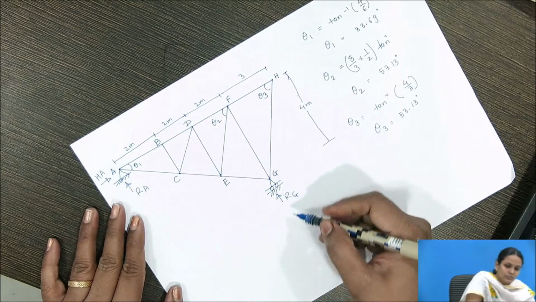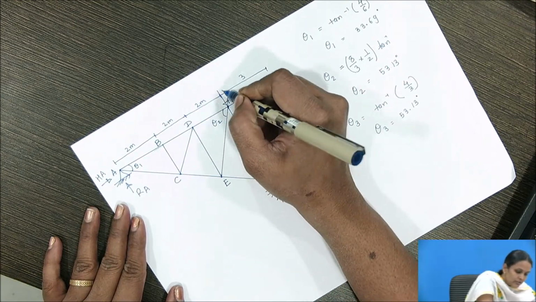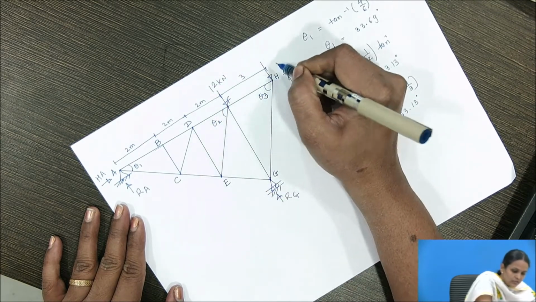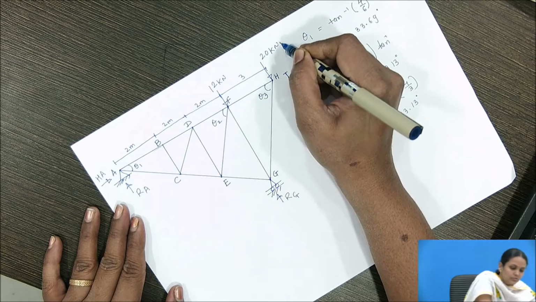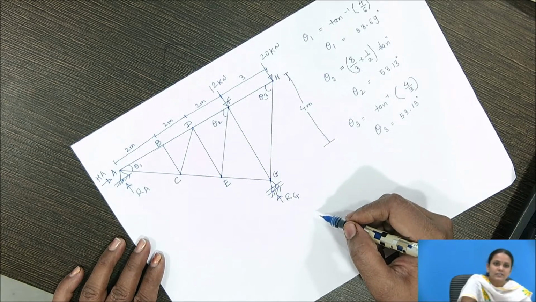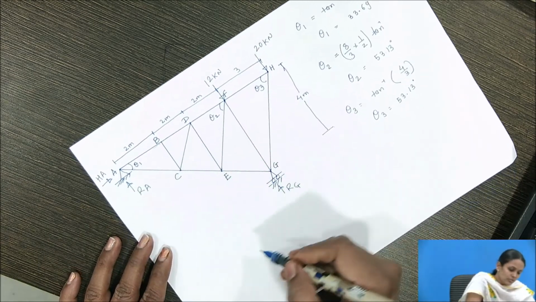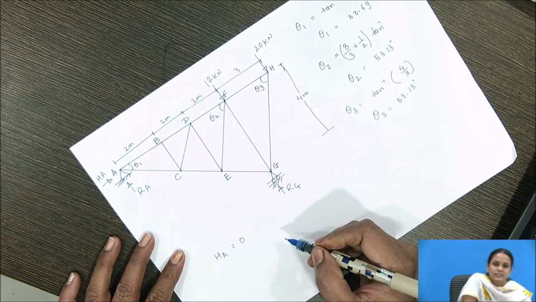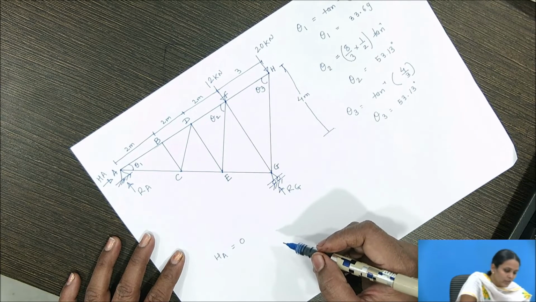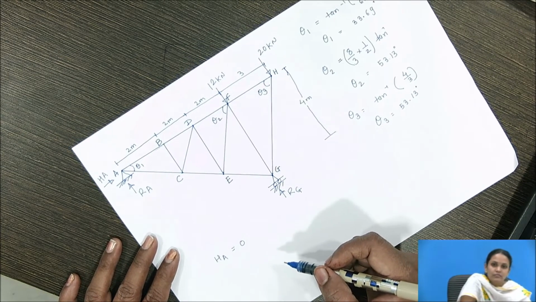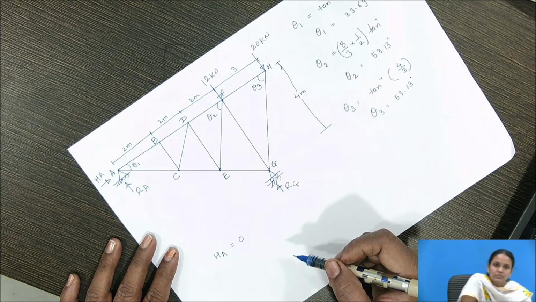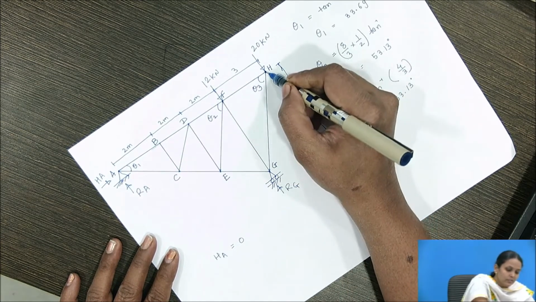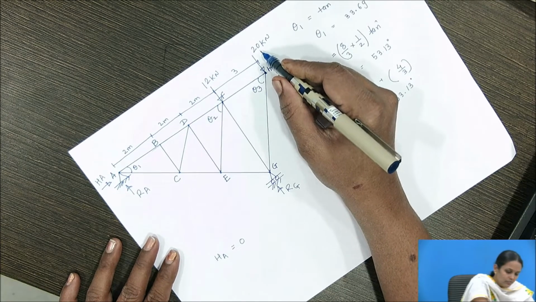The external forces are acting at joint F, which is 12 kilonewton, and at joint H, which is 20 kilonewton. If we observe the entire truss, there are no horizontal forces, so we can write the horizontal reaction HA equal to 0. Now we have to find a joint where we have only two unknowns and one known force. If I consider this joint H, I will get two unknowns and one vertical force.